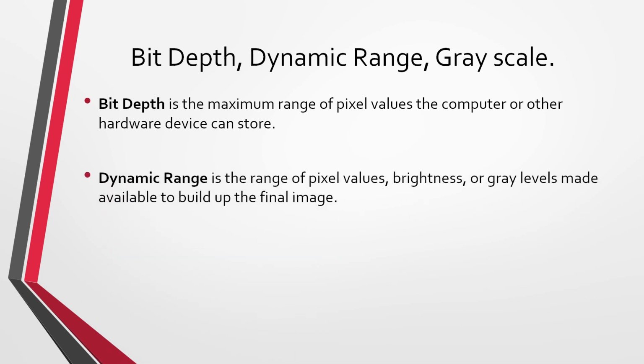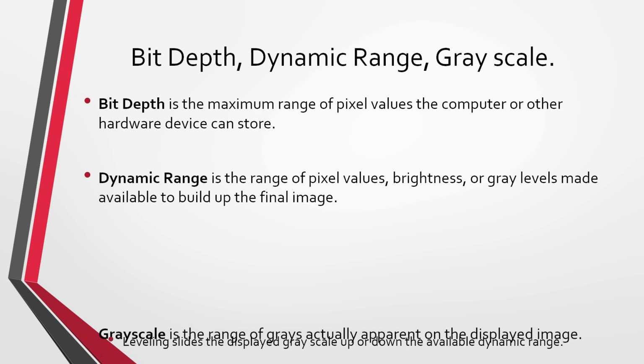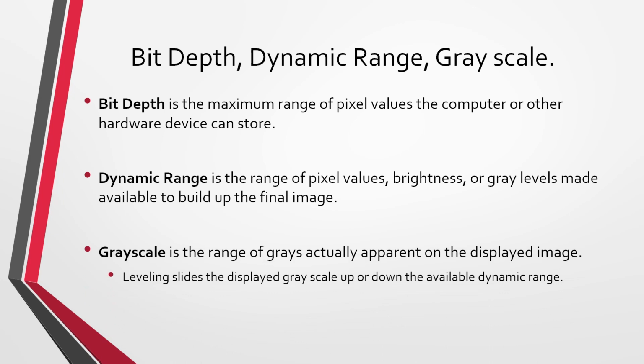The dynamic range is the range of pixel values, which is brightnesses, or the different gray levels, all the way from black to white, made available to build up the final image. So you would say the dynamic range of this image is such. The grayscale is the range of grays actually apparent on the displayed image. So these three things can be completely different numbers.